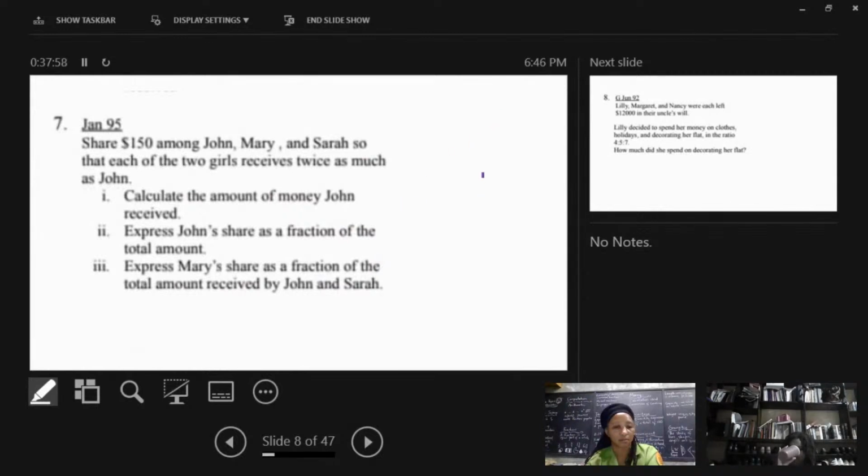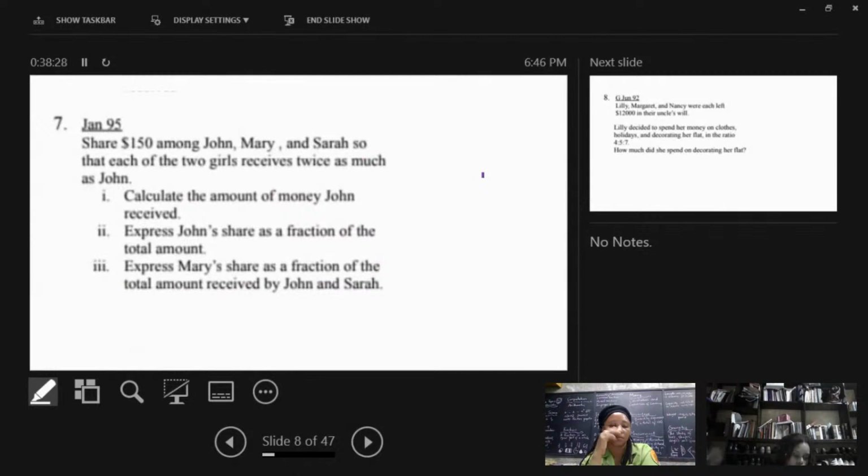Share $150 among John, Mary, and Sarah, so that each of the two girls receives twice as much as John. Calculate the amount of money John received. Express John's share as a fraction of the total amount. Express Mary's share as a fraction of the total amount received by John and Sarah.